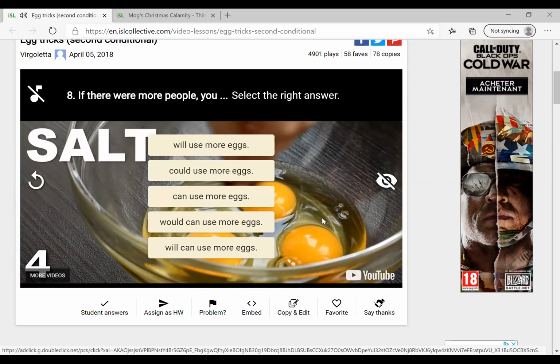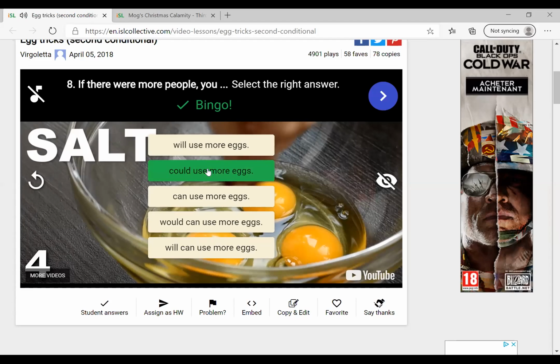Sandrine: If there were more people, you can use would and you can use could. It's the same. With can, you can use could. You could use more eggs. Absolutely. You could use. You cannot say would can. It doesn't exist. Okay. Could use.